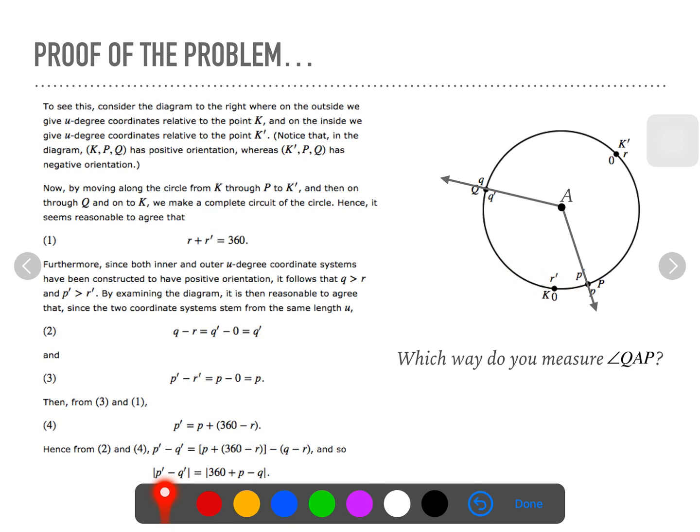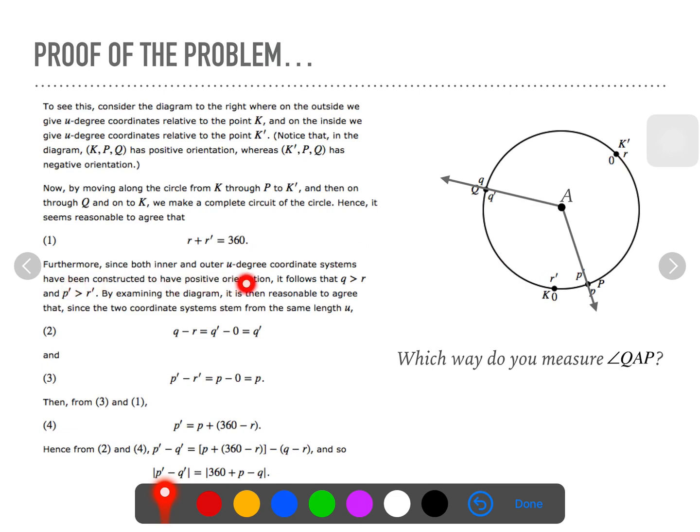So let's look at that again. If I look at my coordinate here, it's 0. And I measure to there. My coordinate is r. Now, from K prime to K, all the way back to K again, is r prime. So if I'm adding these two together, it must be 360 because it's all the way around.